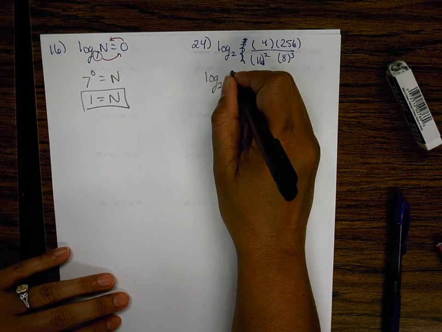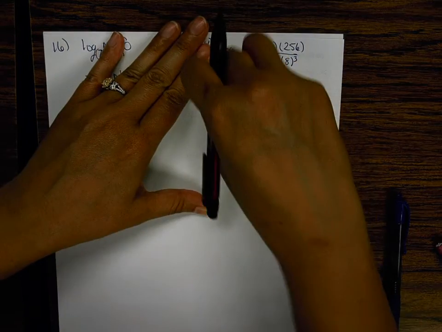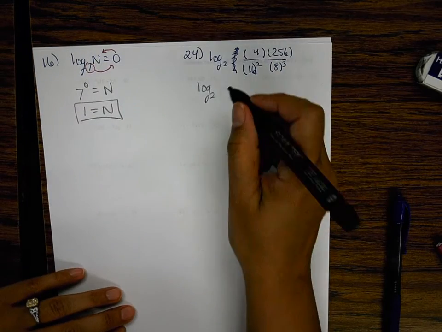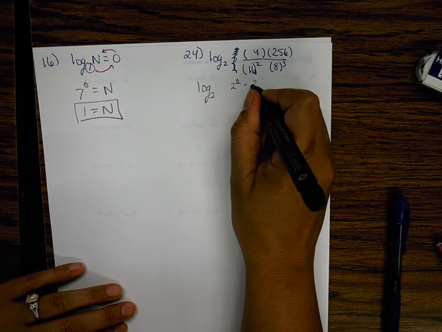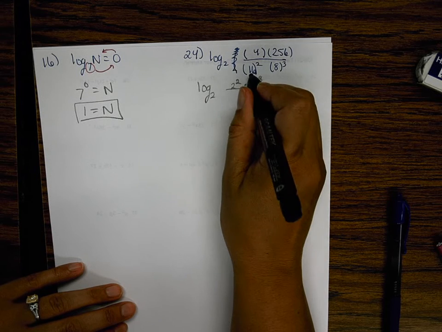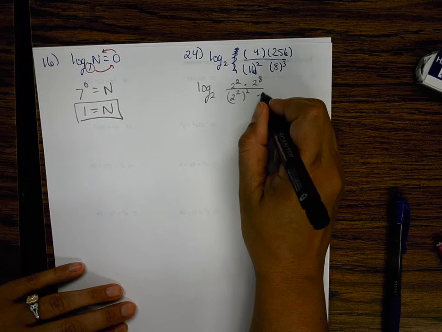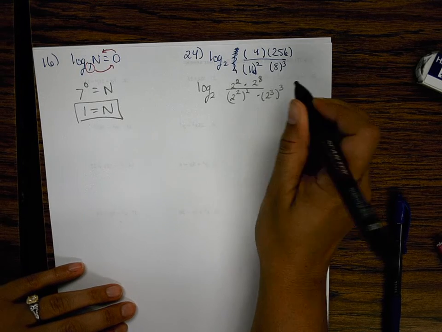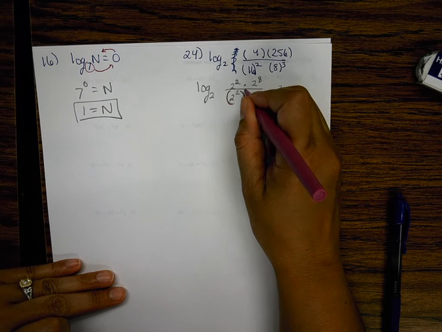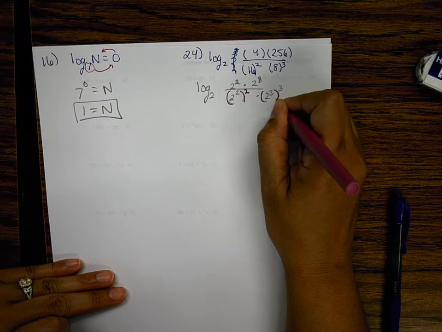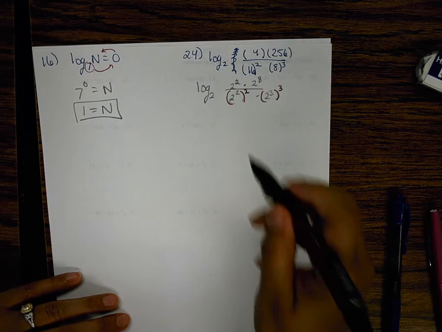Log base 2 of 4 is 2 squared times 256 is 2 to the 8th. You can check that on your calculator. 16 is 2 squared, and then the squared is still there. 8 is 2 cubed, and then the cubed is still there. Okay, so 2 squared, and 2 cubed, cubed. All right, I'm just going to simplify the one at the top.